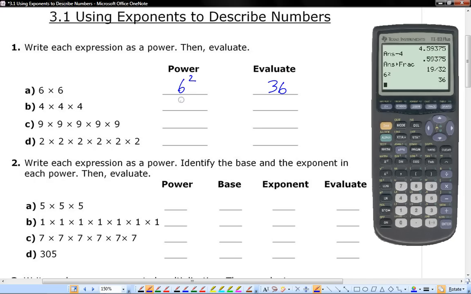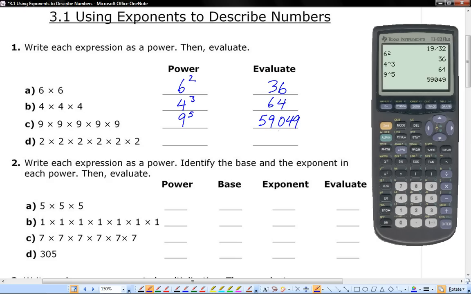For 4 times 4 times 4, this is 4 cubed. And the 3 indicates that there are 1, 2, 3 factors of 4. When I do 4 to the power of 3, this gives me 64. In part C here we have 9 to the power of 5, and that is equal to 59,049.